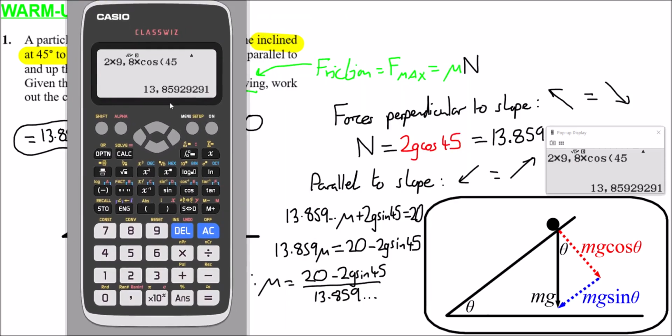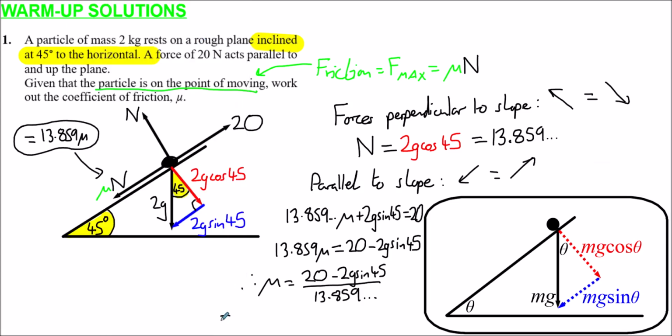So this is stored on our calculator, so let's leave it like that. So 20 minus 2 multiplied by 9.8 multiplied by sine 45, all divided by that previous answer, which we're going to leave stored. Press equals. Horrible surdy thing. Press S-D to get it into a more understandable decimal. We get about 0.443. So that's the coefficient of friction.